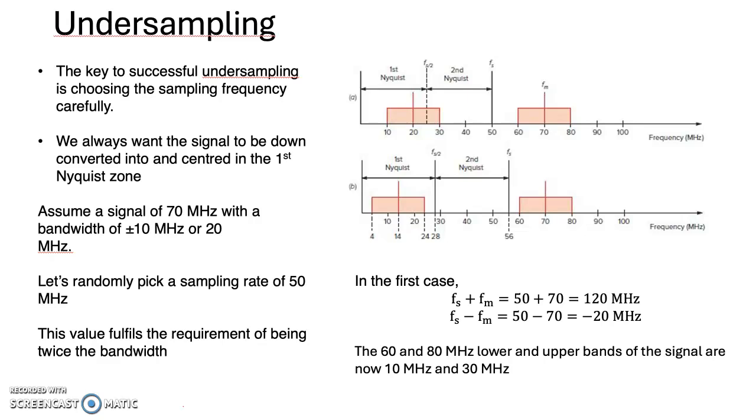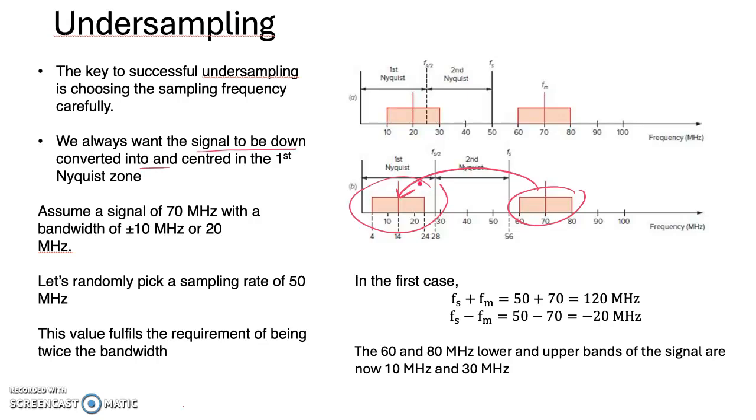So undersampling has its own techniques to give a good undersampling. The key to successful undersampling is basically choosing the sampling frequency very carefully. We always want the signal to be down converted into and centered in the first Nyquist zone, like this. So this is our signal.